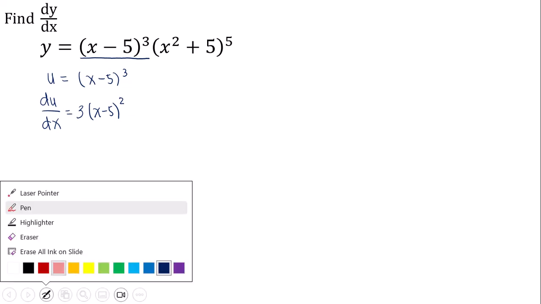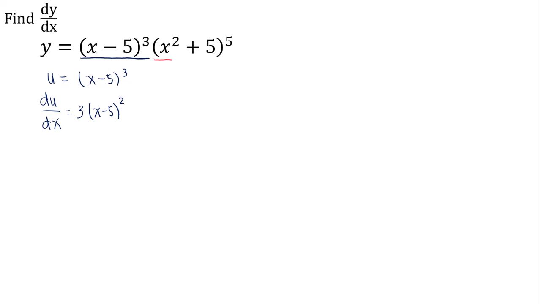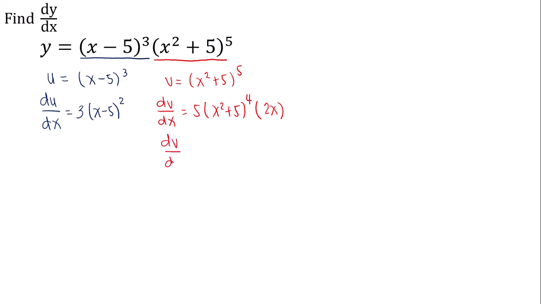Now, if we assign the second term as v, the fifth power of x squared plus 5, so this will be x squared plus 5 to the power of 5. The derivative of v with respect to x is more or less similar to what we did here. This will be 5 times x squared plus 5 to the power of 5 minus 1, which is 4, times the derivative of the inner function. The derivative of x squared plus 5 is 2x. Now, simplifying, this will be 10x times x squared plus 5 to the power of 4.